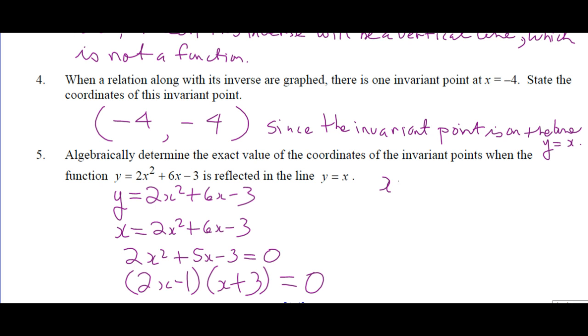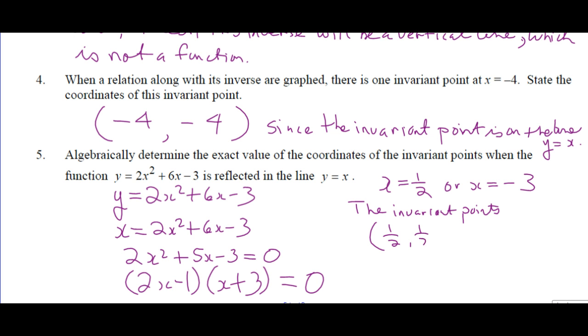Leading us to x is equal to 1/2, or x is equal to -3. And then ultimately answering the question: what did the question say? Determine the exact value of the coordinates of the invariant points. Okay, so what are the invariant points?